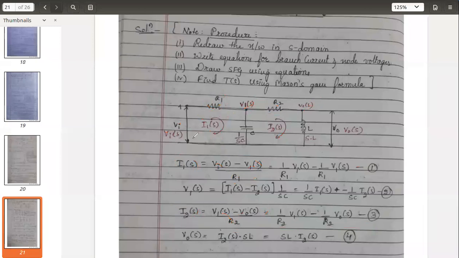Similarly, go for voltage equations. How many voltages? You have here V1 and V0. So what will be the equation for V1? V1 is the voltage across this capacitor. It is I1 minus I2, okay, I1 minus I2 into this value, which I have written here. Again you can just split this 1 by SC to both I1 and I2. You will get one more equation, the voltage equation.